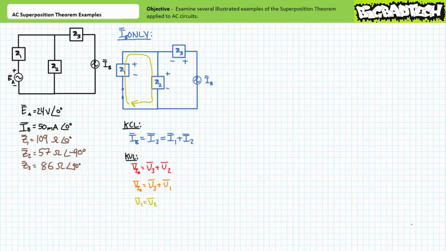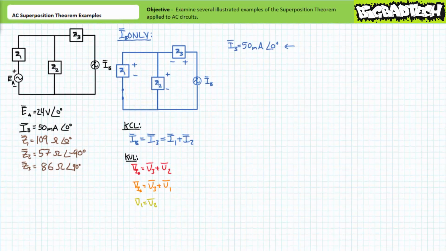These analyses imply that impedance elements Z1 and Z2 are in parallel with one another. Application of Kirchhoff's current law demonstrates that I3 is 50 milliamperes at an angle of 0 degrees, traveling right to left. We now have a perfect setup for the current divider rule. We have a parallel combination of two known impedances, and we know our incoming current.